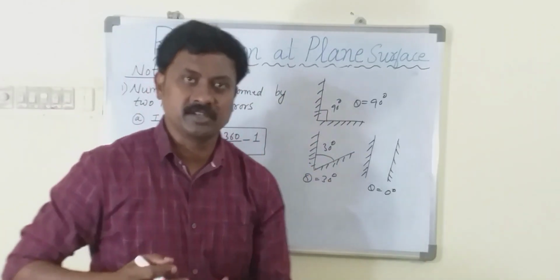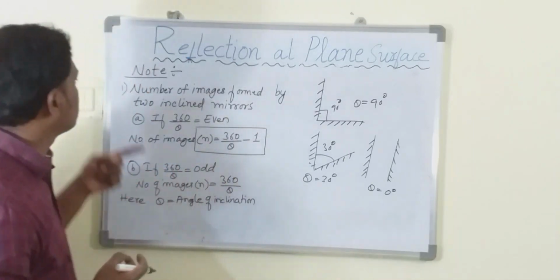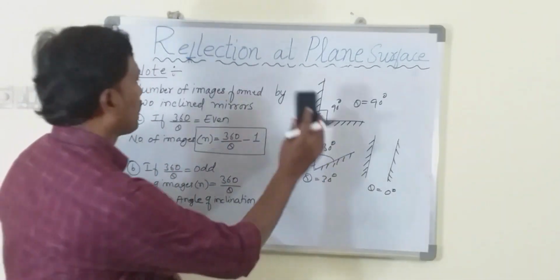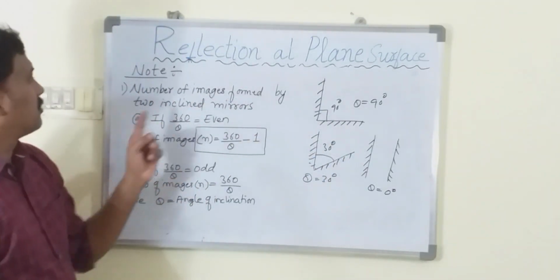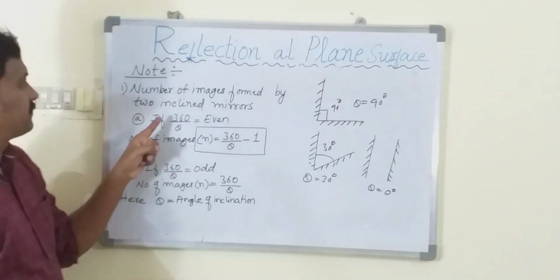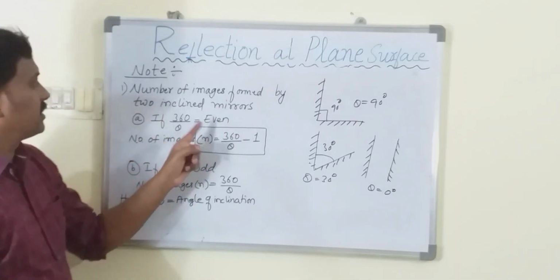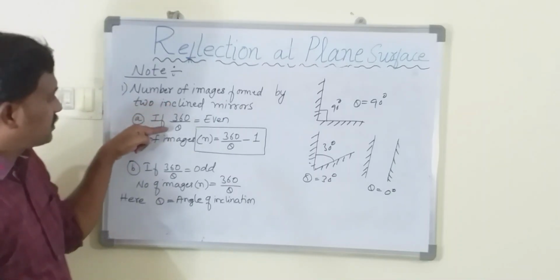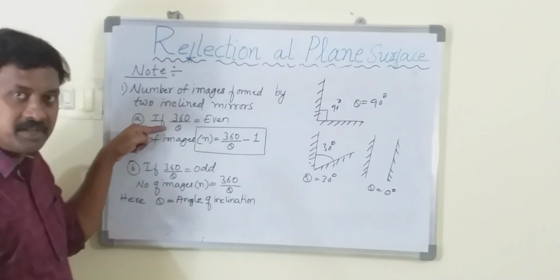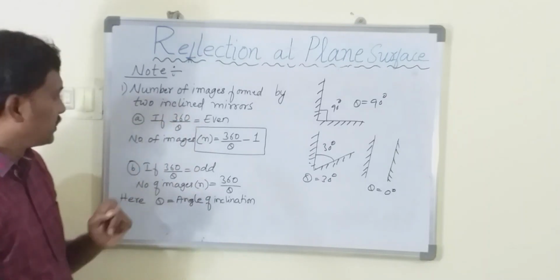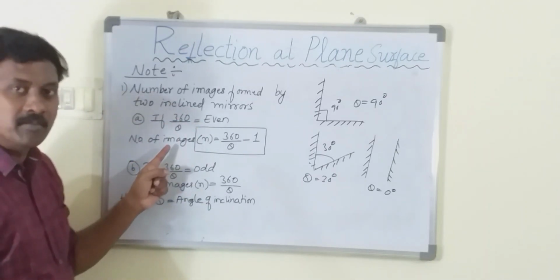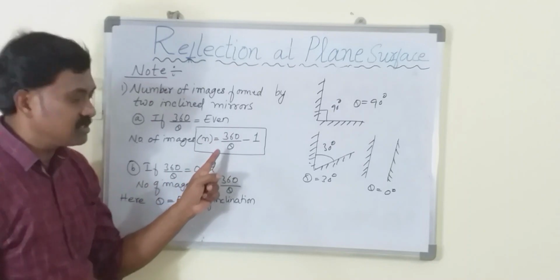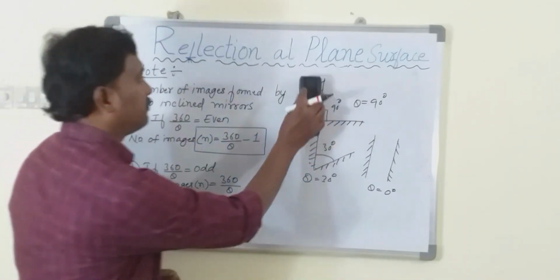So let us see the important formula related to this. First point, the number of images formed by two inclined mirrors. If 360 by theta is even, where theta is the angle of inclination, then the formula for the number of images is 360 by theta minus 1. Let me explain.